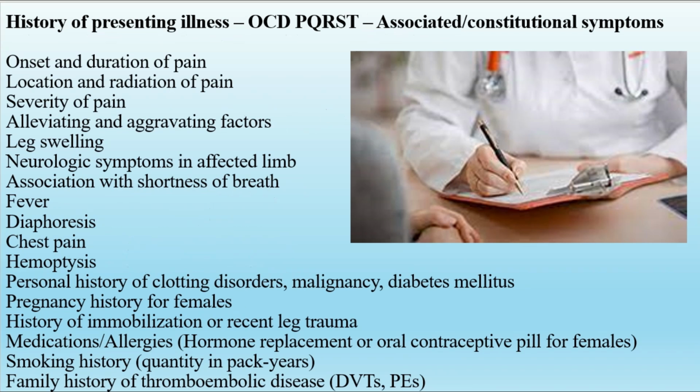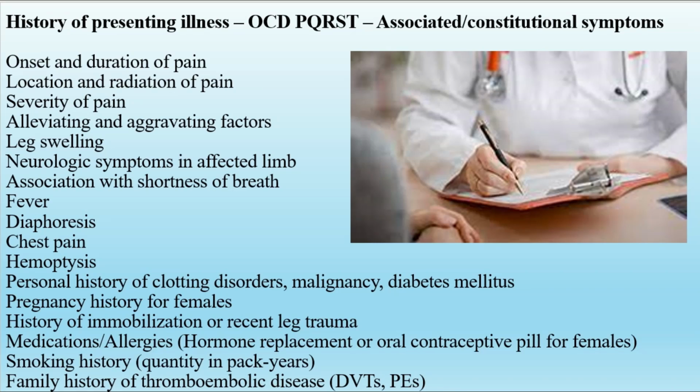And here are some of the fundamental questions that you have to ask the patient. Don't forget, you were asked to have a focused history and physical examination. So history of the presenting illness, remember OCD, PQRST, associated and constitutional symptoms. So ask about onset and duration of the pain, location and radiation of pain, severity, alleviating and aggravating factors. If there's leg swelling, neurological symptoms in the affected limb, association with shortness of breath.